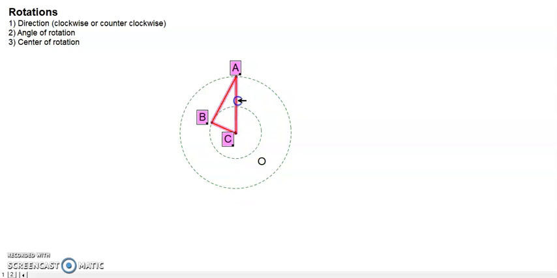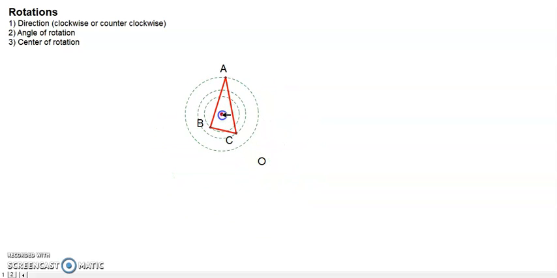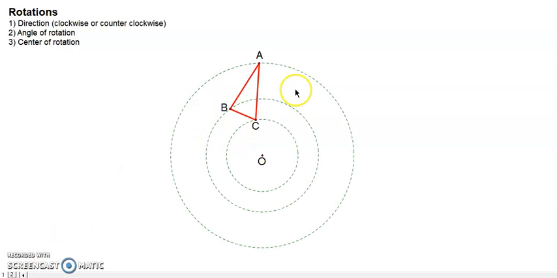I could also put the center of rotation inside the figure. What if I put it inside the figure like this? What do you think will happen if I rotate it like that? It'll just spin around. It's like you put your finger there and it spins around like that.